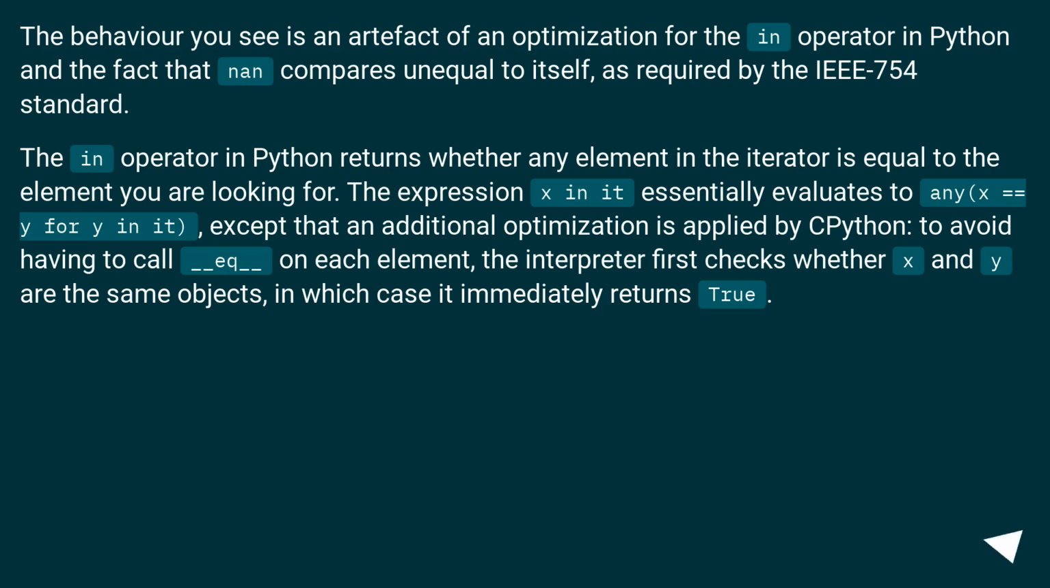The behavior you see is an artifact of an optimization for the in operator in Python, and the fact that nan compares unequal to itself, as required by the IEEE 754 standard. The in operator in Python returns whether any element in the iterator is equal to the element you are looking for. The expression x in it essentially evaluates to any x equals y for y in it, except that an additional optimization is applied by Python. To avoid having to call __eq__ on each element, the interpreter first checks whether x and y are the same objects, in which case it immediately returns true.